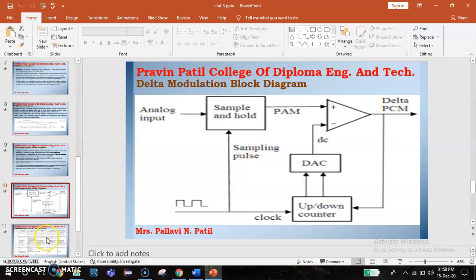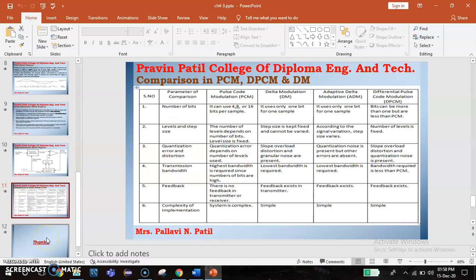Next, the difference and comparison between PCM, DPCM, DM, and ADM. These are the different parameters used in the comparison: the number of bits and levels, step size, quantization error and distortion, transmission bandwidth, feedback, and complexity of implementation. These are the different comparison points for PCM, DPCM, DM, and ADM.